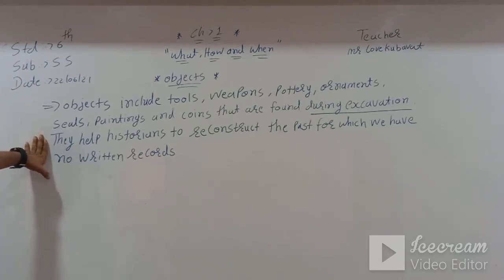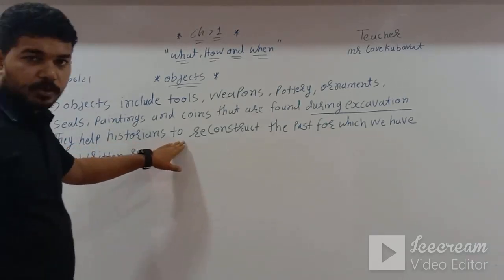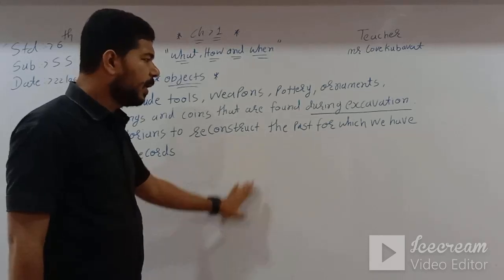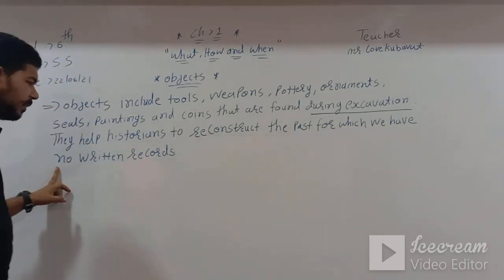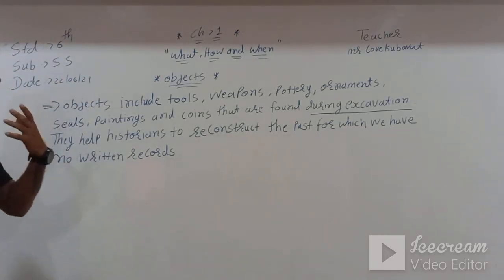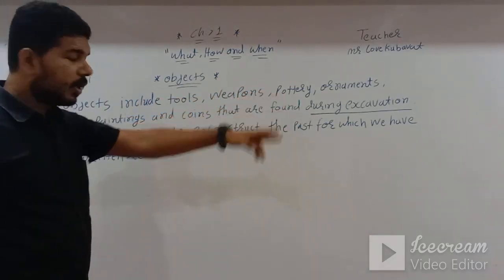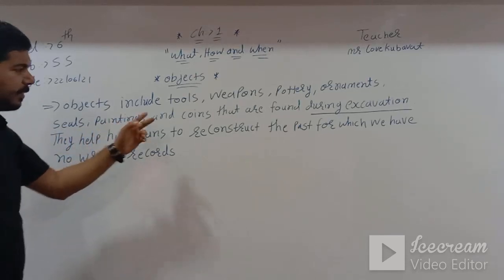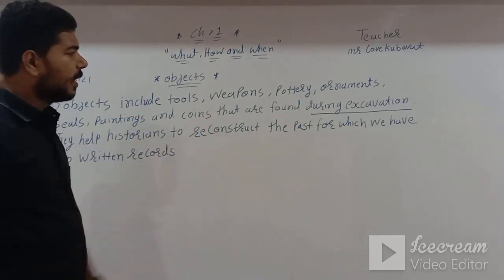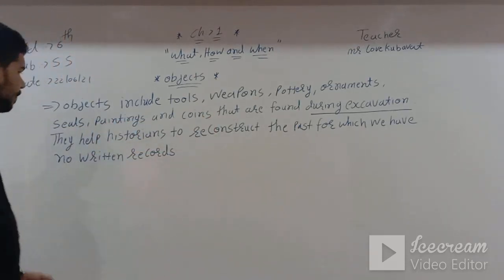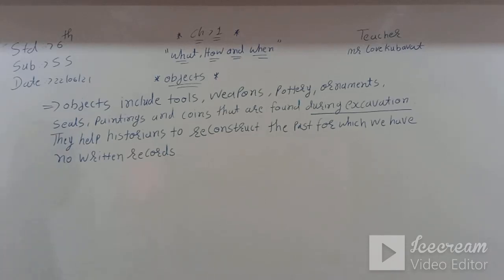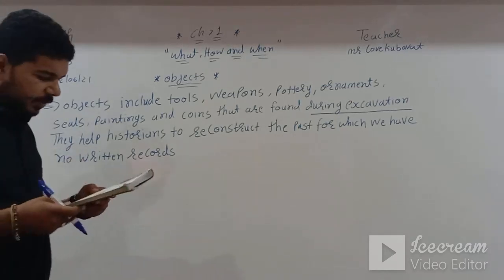Objects help historians to reconstruct the past for which we have no written records, because objects include tools, weapons, pottery, ornaments, shells, paintings and coins that are found during excavation. They help historians to reconstruct the past for which we have no written records.